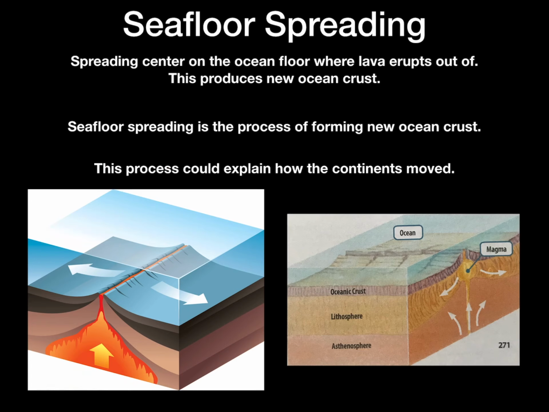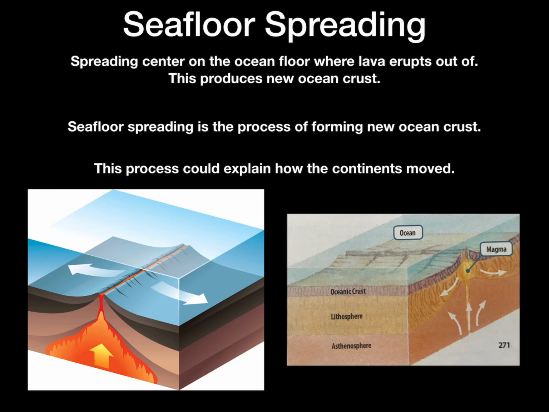Seafloor spreading. Seafloor spreading is kind of what it sounds like. The seafloor is spreading or moving around. You can think about if you have some toast and you were to throw some peanut butter on that toast, you'd have to spread it around and make it cover more space. It's kind of the same idea with the ocean floor. Let's read what it says and then let's talk about the pictures. It says spreading center on the ocean floor where lava erupts out of. This produces new ocean crust.